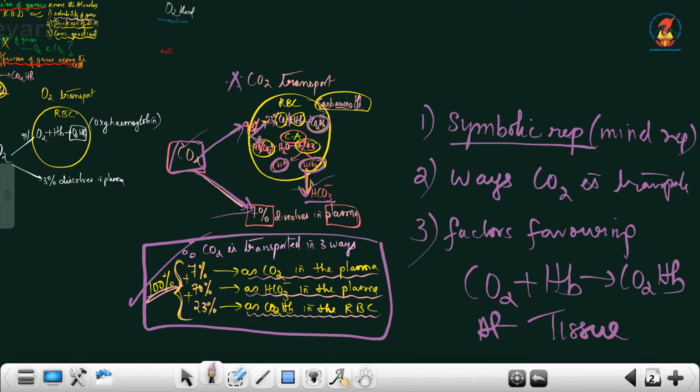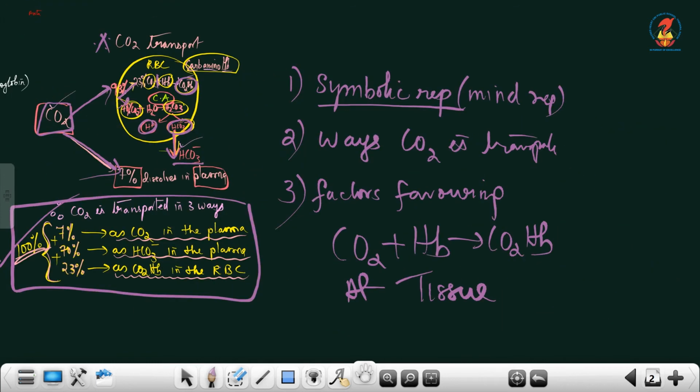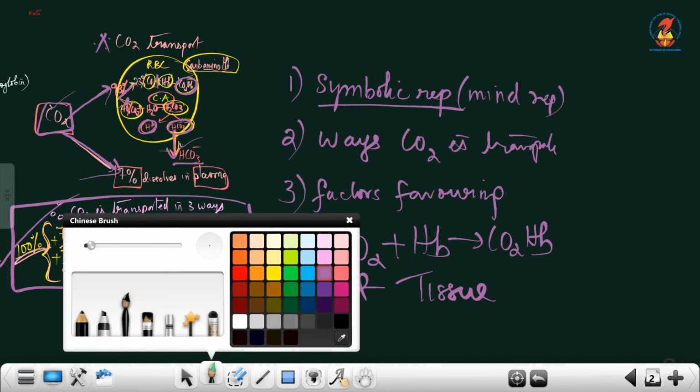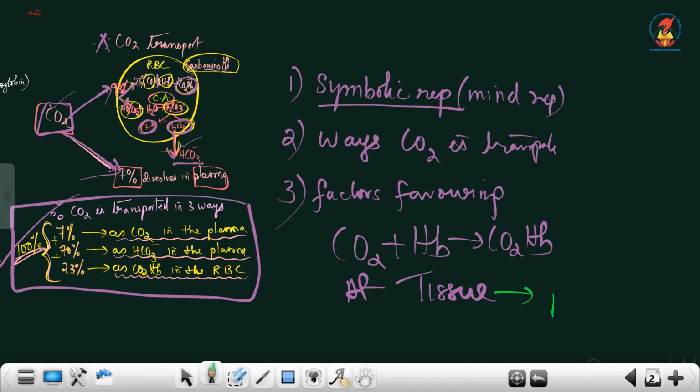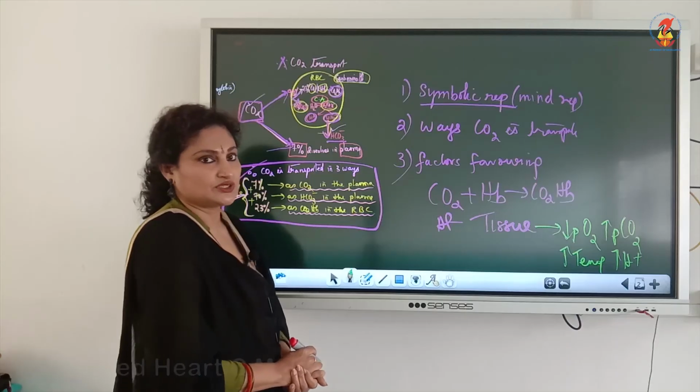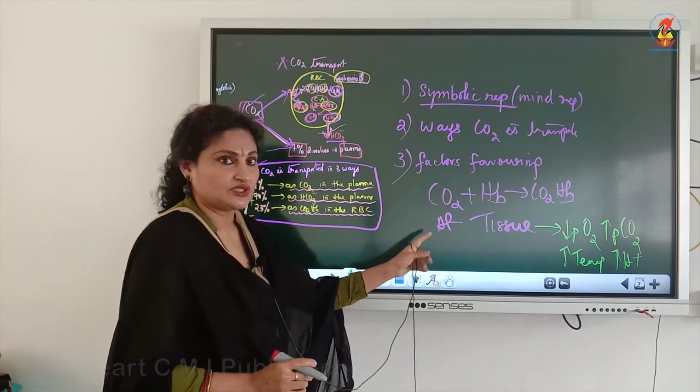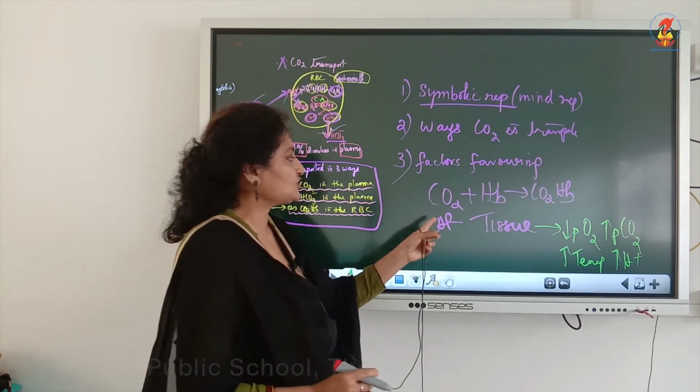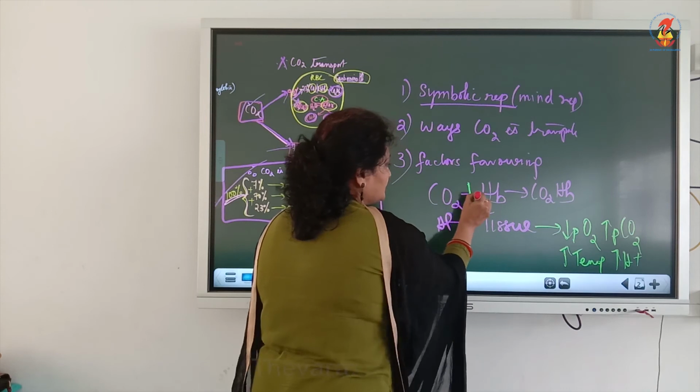What are the conditions favorable? I have already indicated, but once again let me write which conditions are favorable. The partial pressure of oxygen is low. The partial pressure of carbon dioxide is high. The temperature is high and the hydrogen ion concentration is high. These 4 factors should be mentioned. This is happening at the tissue. So these are the conditions at the tissue which are favoring this association.